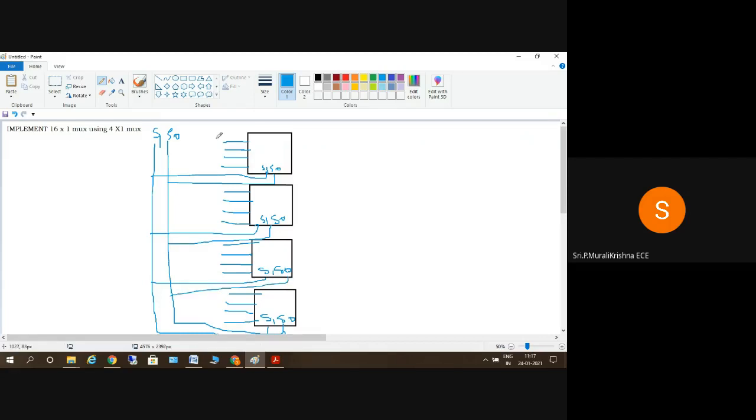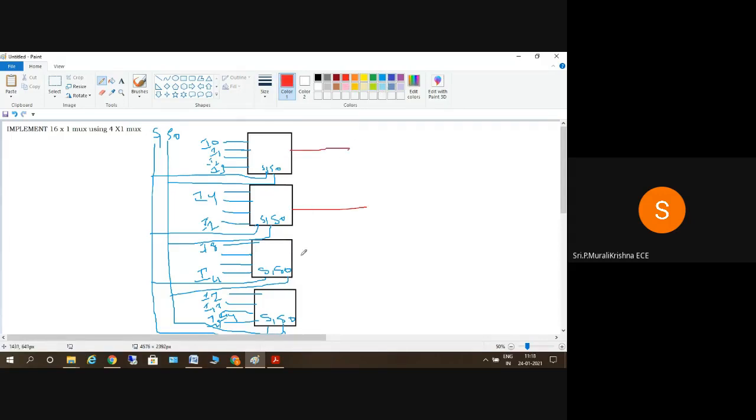So each multiplexer has 4 inputs. So the 16:1 multiplexer has I0, I1, I2, I3, and I have to write up to I15. So this is I15, this is I12, 13, 14, 15. Similarly, I4 to I7, I8 to I11. And each multiplexer has a single output.